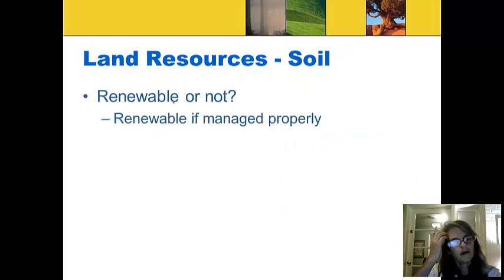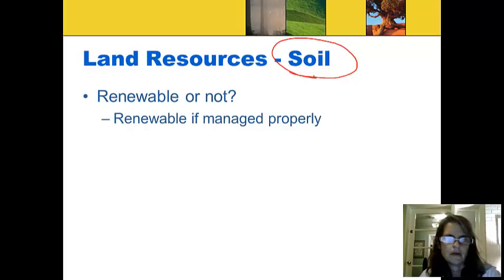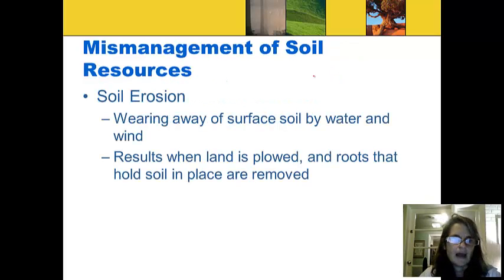So we're going to go through land resources and then we'll stop with this podcast. Land resources. The first one we'll talk about is soil. Now, we don't often think of soil in terms of being a resource. It's dirt. But without it, we'd be in pretty poor shape, as they found out in the Dust Bowl. So is soil renewable or not? It is completely renewable if it is managed properly, okay? And obviously, mismanagement of soil resources can result in some devastating effects.